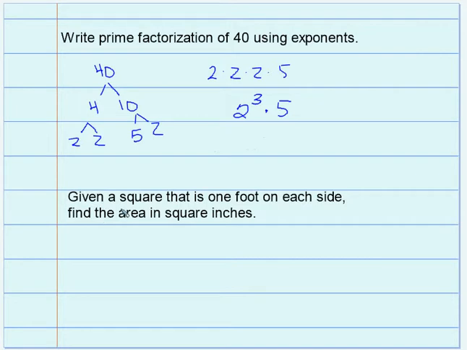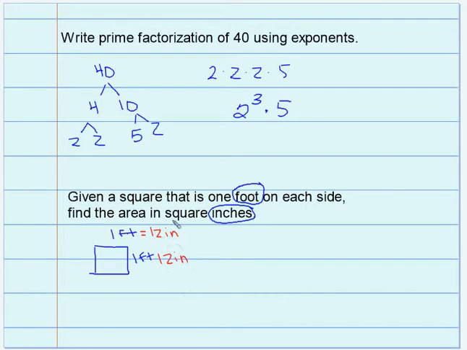Another example: if you're given a square that is 1 foot on each side, find the area in square inches. First off, they tell us feet, they want inches, so watch for those types of problems. I always like to just draw a picture. This is 1 foot by 1 foot. I can think through my conversions, and I know that 1 foot is really 12 inches by 12 inches.